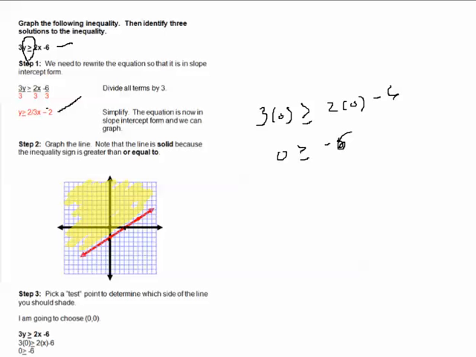Everyone see how I did that? It just is a matter of picking a point, deciding which side to shade upon. Hopefully that all makes sense to you, and I will talk to you next time.